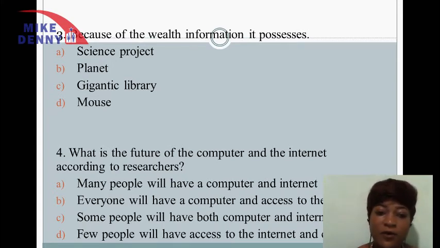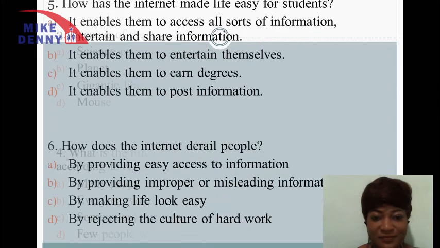Now question 4. What is the future of the computer and the internet according to researchers? Is it that the computer and the internet have many people? Is it that many people will have a computer and an internet? Is it that everyone will have a computer and access to the internet? Is it that some people will have both computer and internet, or few people will have access to the internet and computer? So answer the question.